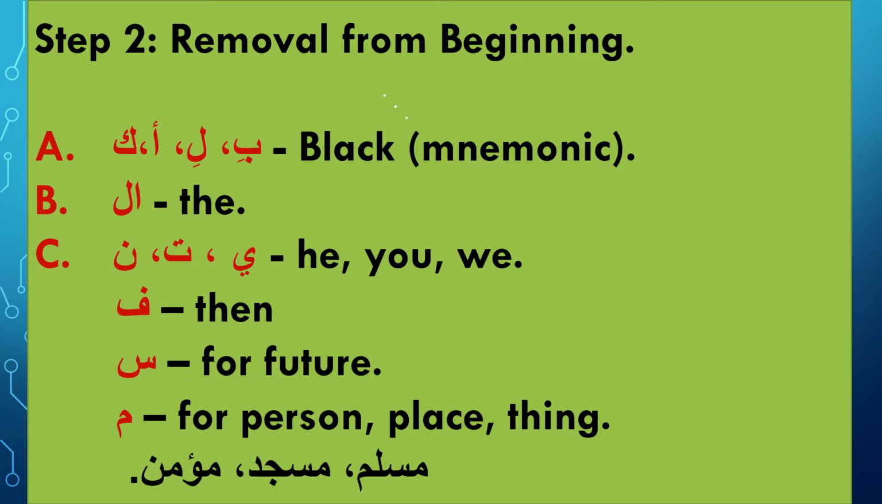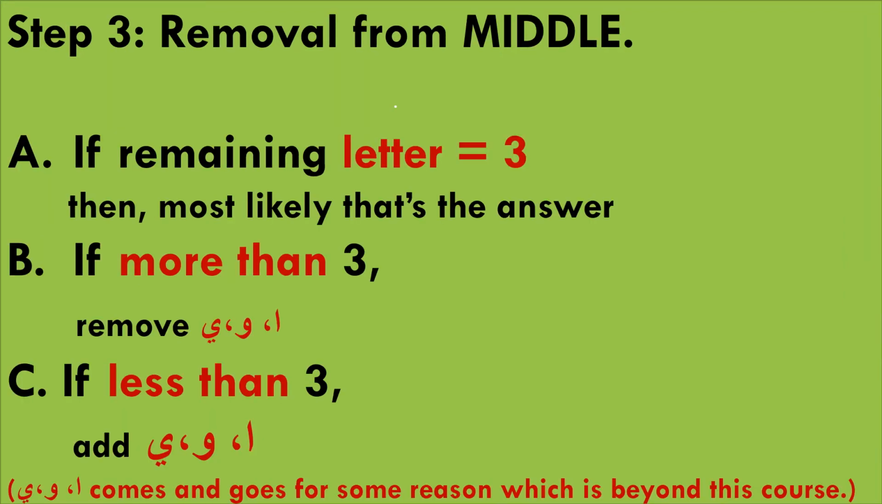After doing step number 1 and 2, you will remain with almost 3 letters. If you get less than 3 letters, then you have to add alif, waw or ya at appropriate place. And this is a tricky one. Alif, waw and ya are always the tricky ones. If you get more than 3 letters, remove alif, waw or ya. If it is 3 letters, then most probably this is your answer. This might seem complicated, but in practice it is very easy. It is so easy that very soon extraction of root words will be natural.